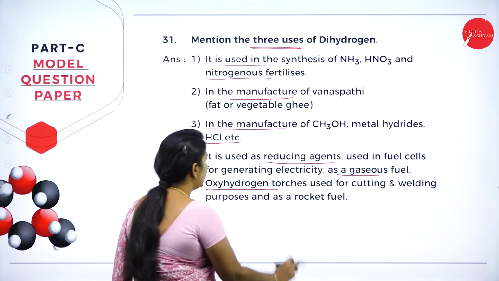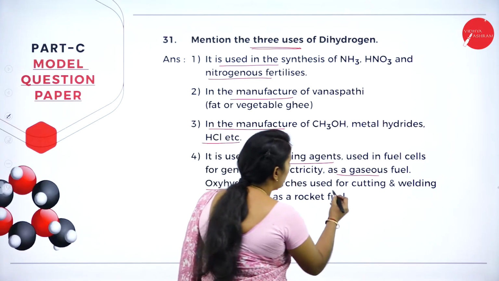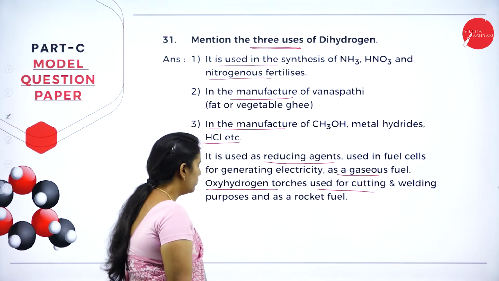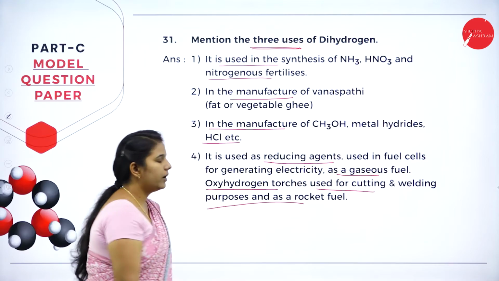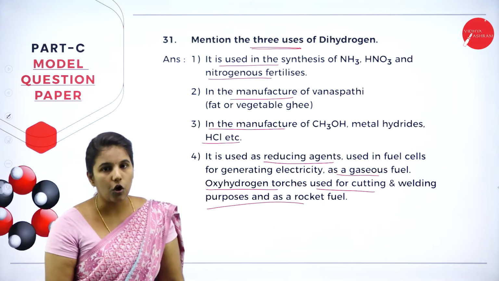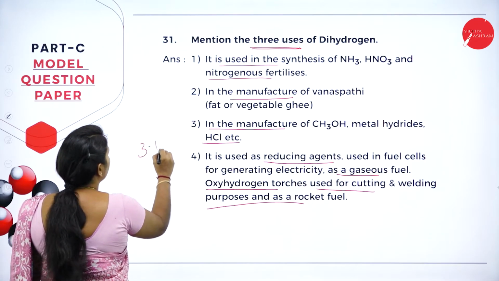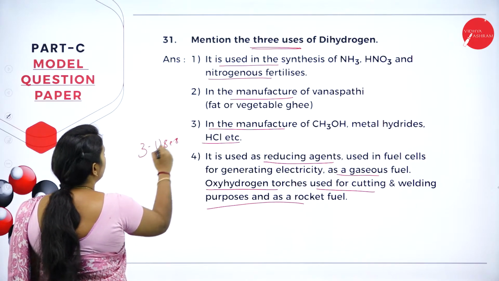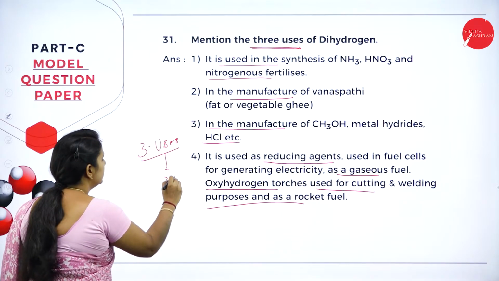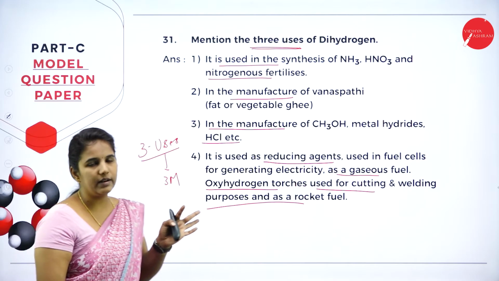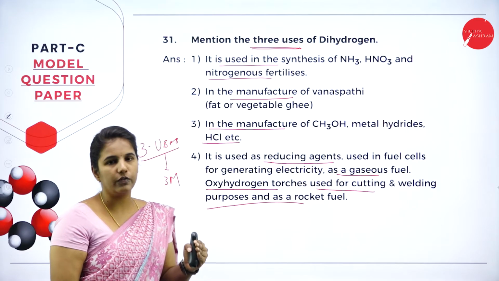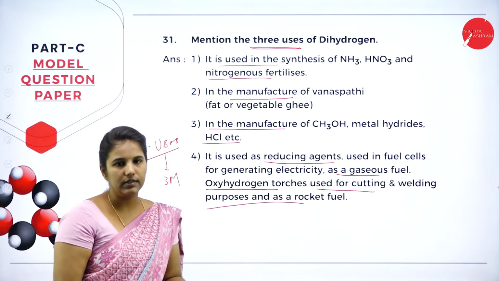Oxyhydrogen torches are also used for cutting and welding purposes, and it is also used as a rocket fuel. Any three uses are enough to get the 3 marks. I have listed four; any three you can write.